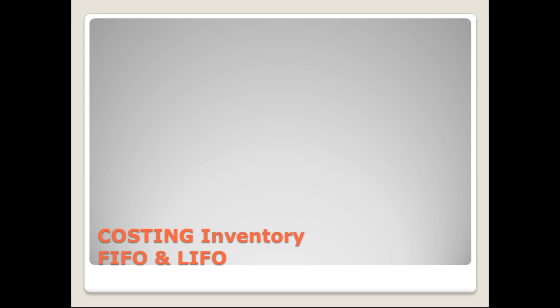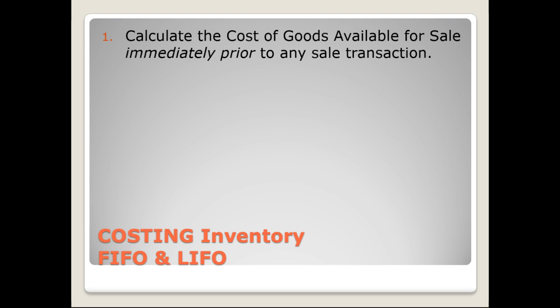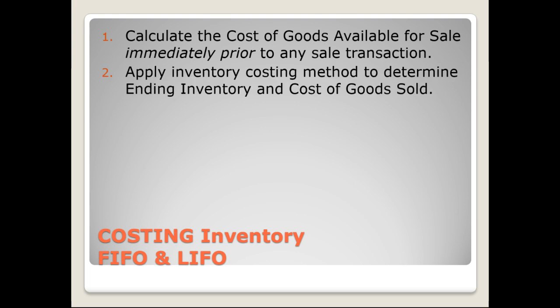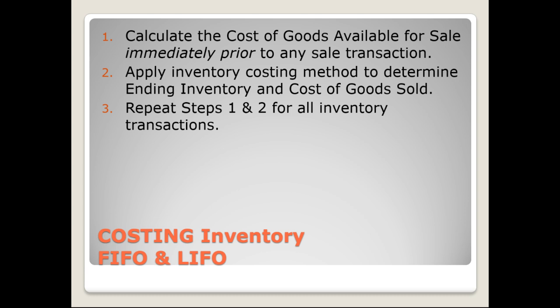Now, in both of these, both FIFO and LIFO, and we'll get to their specifics, you first want to figure out the cost of goods available for sale immediately prior to any of the sales transactions for that period, which is what we did in specific identification. Then you apply either FIFO or LIFO to figure out exactly what was the ending inventory and the cost of goods sold after the first sale in the period, and then we repeat these steps.